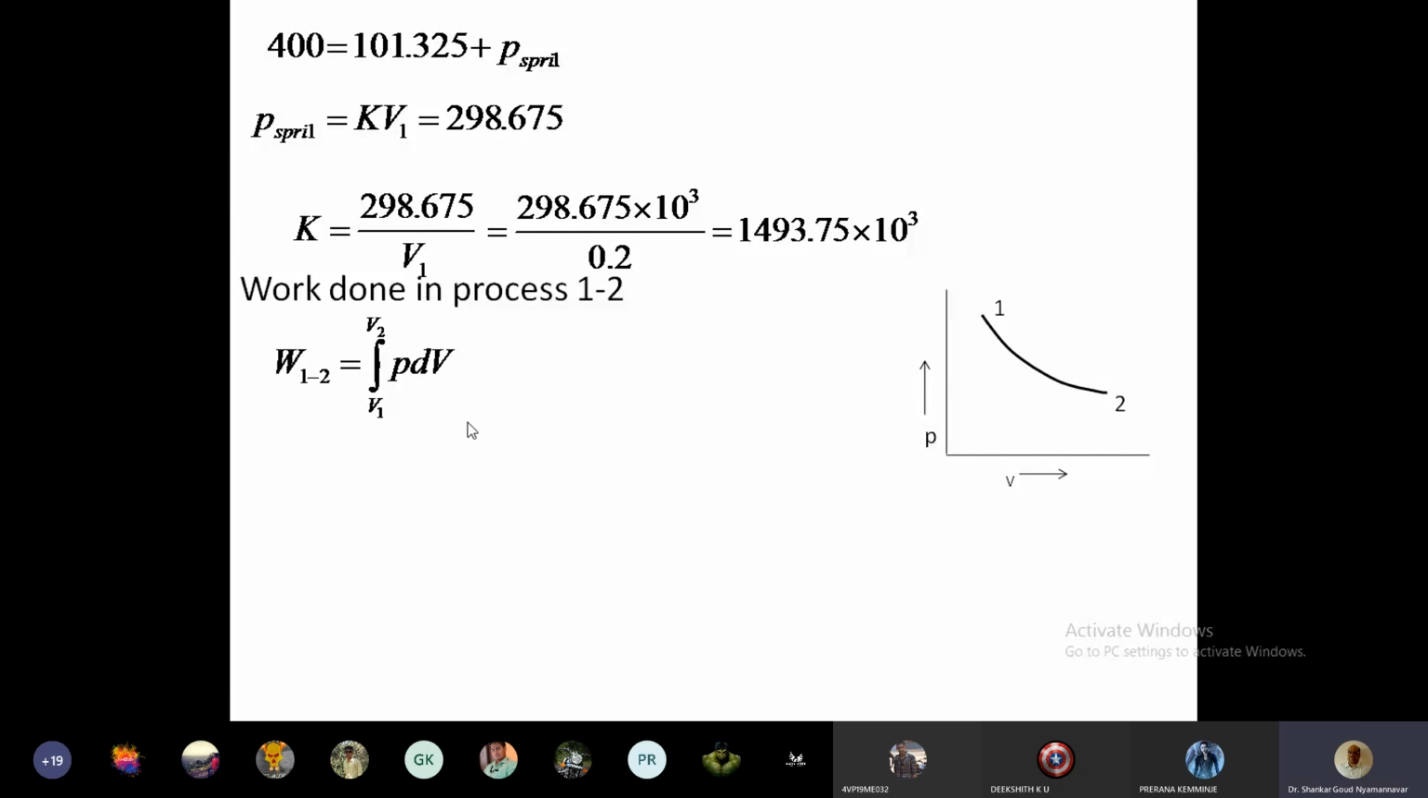You have a relation for P, right? What is P equal to? Pressure P is equal to atmospheric pressure plus K into V. In place of P, you write atmospheric pressure P atmosphere plus the constant K into volume V. Do the integration.